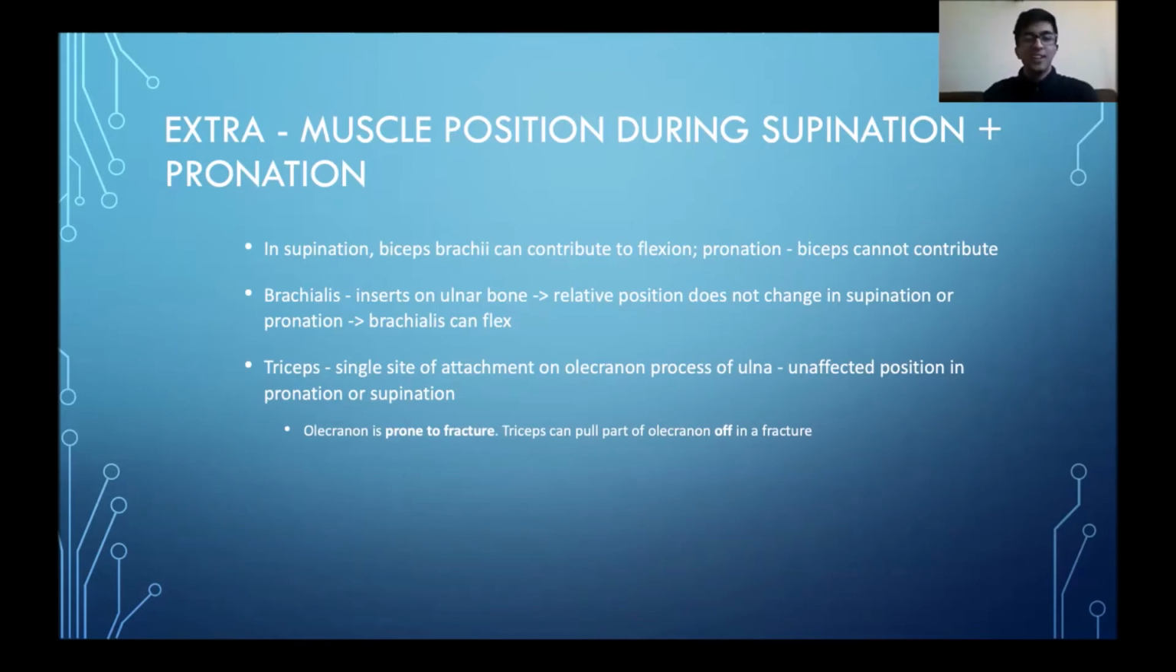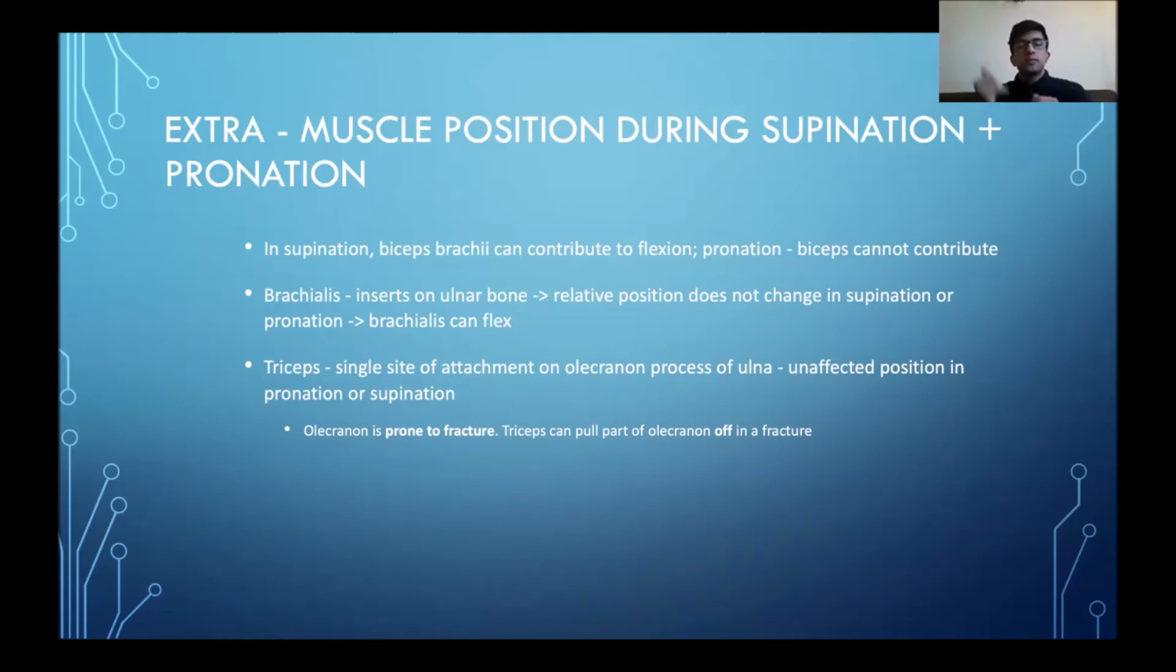Just ignore me. Okay, so triceps, olecranon process of the ulnar, which I said before. Revision, we're revisiting it again. The triceps inserts onto that olecranon process of the ulnar, and that means it's in an unaffected position because it's on the ulnar again. I think biceps is on the radial tuberosity, which is why it can't really contribute during pronation, because the radius keeps moving during pronation and supination much more than the ulnar bone.